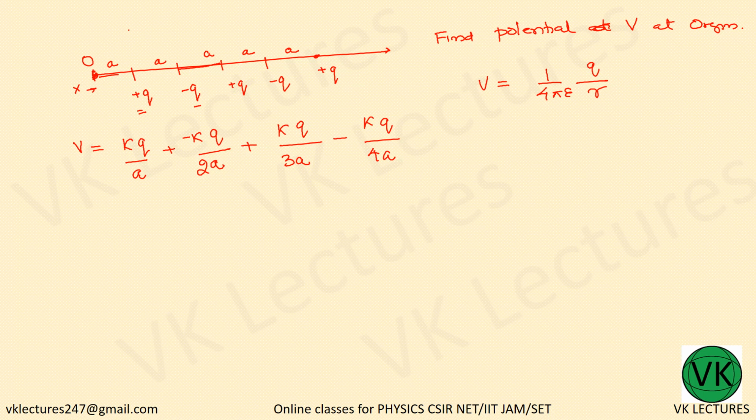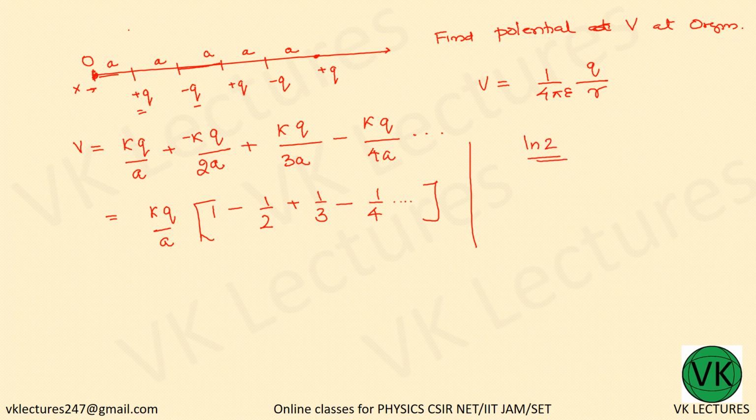Fine. Now this will continue. Now this is equal to, you can take out the common things, kq by a. If you take it out, it becomes 1 minus 1 by 2 plus 1 by 3 minus 1 by 4, etc. Right. Now this was nothing but log 2, all these things. So v is equal to kq by a log 2.